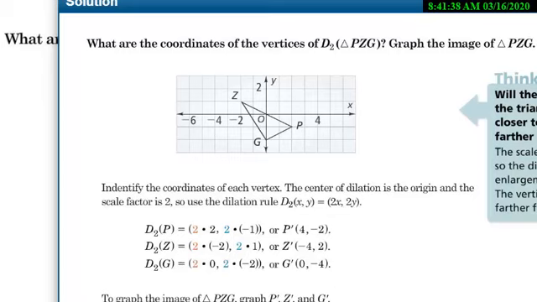So right now we're done with the second part of the lesson, which is how to find out the dilation image.